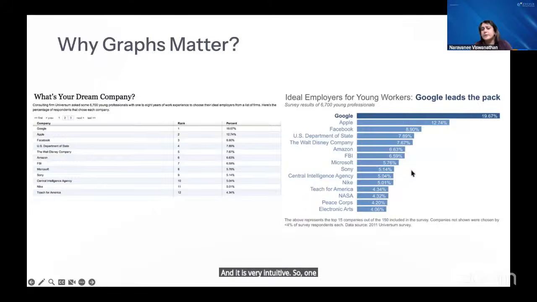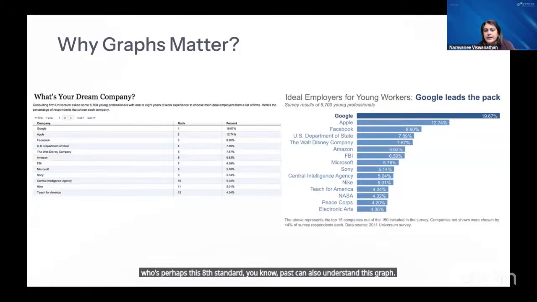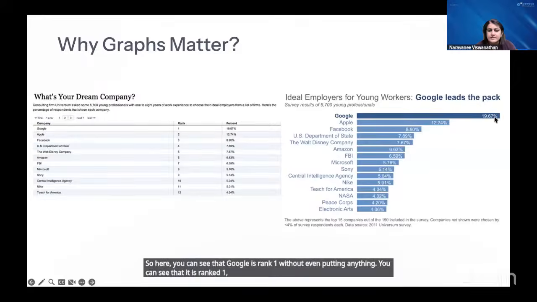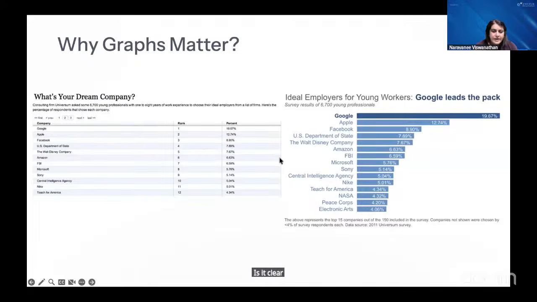One of the most important things is that a person who has perhaps just passed 8th standard can also understand this graph without anyone telling him or her anything, isn't it? These are universal concepts. Whereas in this data, you can see there is a rank, then there is some data, so a person might find it very difficult to go around it. Here you can see that Google is rank 1 without even putting anything. Is it clear, everyone? The advantages of graphs?